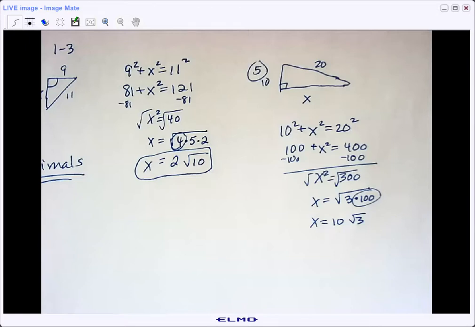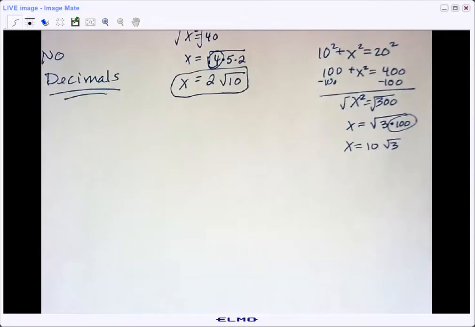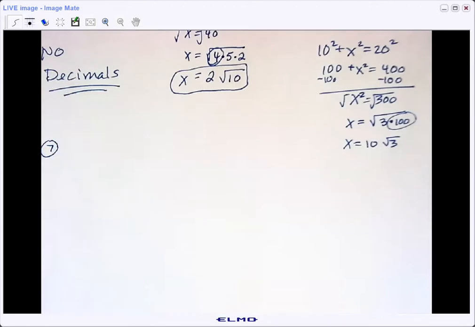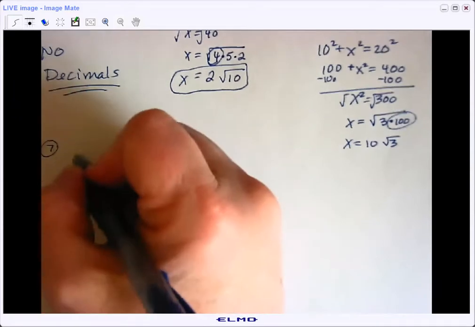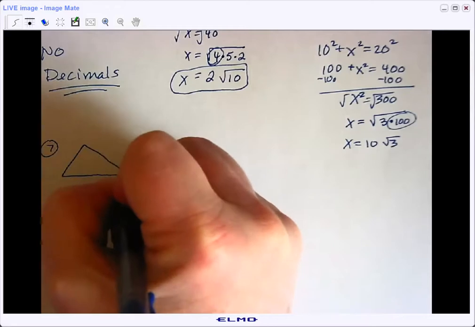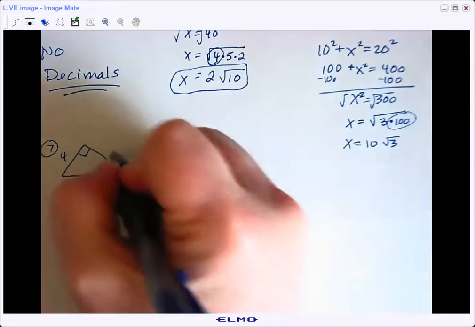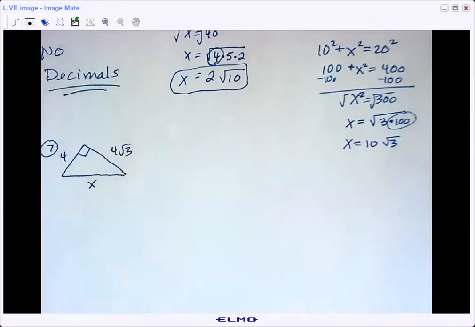Let's do number 7. For time's sake, the ones that are basic skill, I'm gonna maybe let you do most of those because you just use a calculator. It's fine. But number 7, there's a right angle. This is 4, root 3, and x. Which one's my hypotenuse now? X. X, good. So this time, X is my hypotenuse.